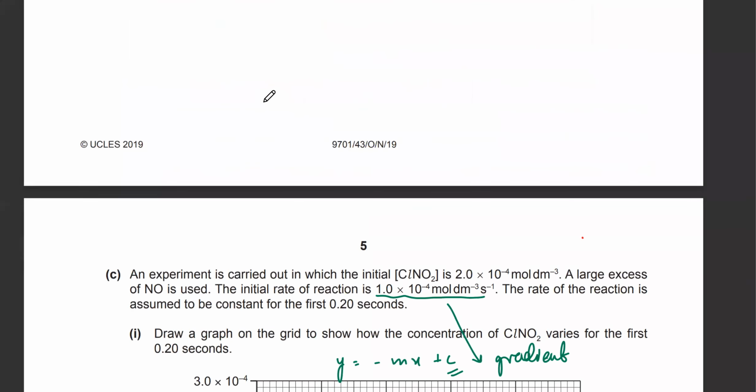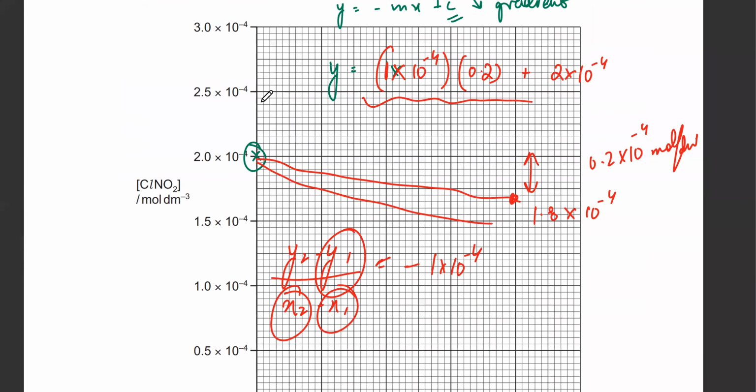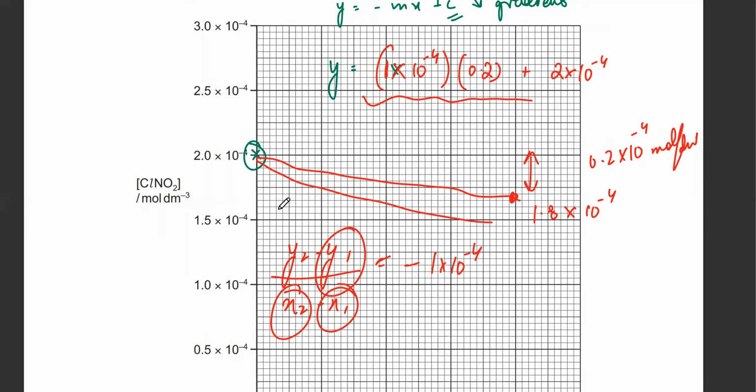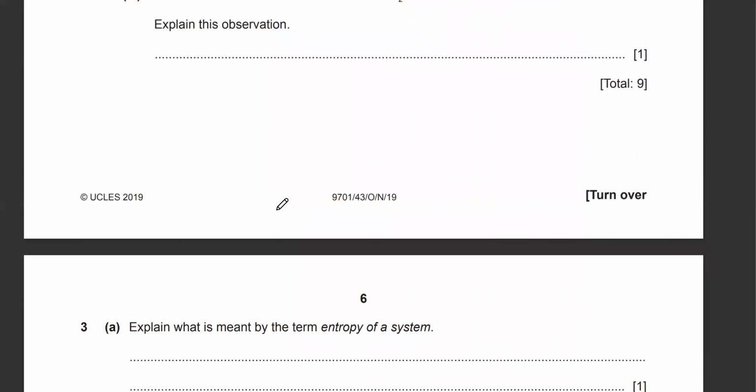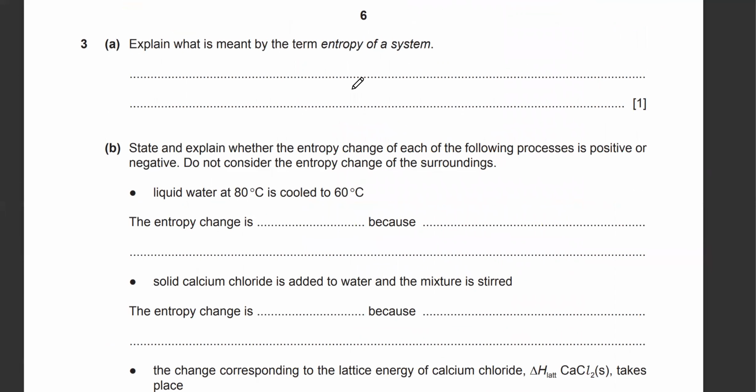Okay, is this clear as well? That the concentration was initially decreasing, but then it becomes constant. That means equilibrium is reached. Clear? Yes or no? Is this clear? Yes.